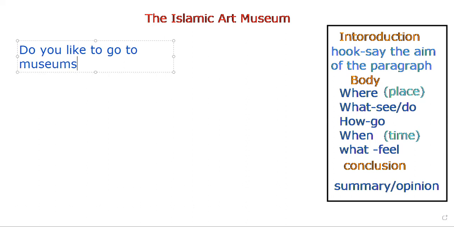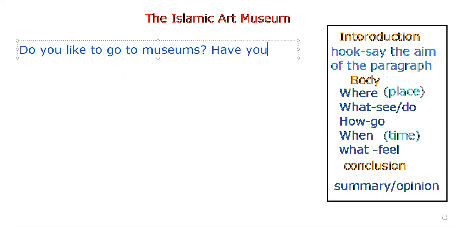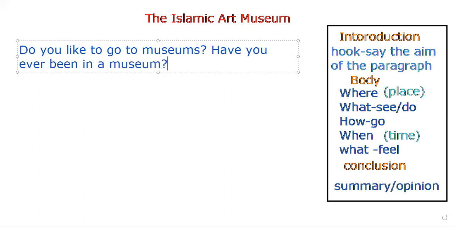What else? Can you ask another question? Have you ever been in a museum? Been or visited? Have you ever been is better. Have you ever been in a museum? This is a good hook. And then what will you write about? Say the aim of the paragraph.